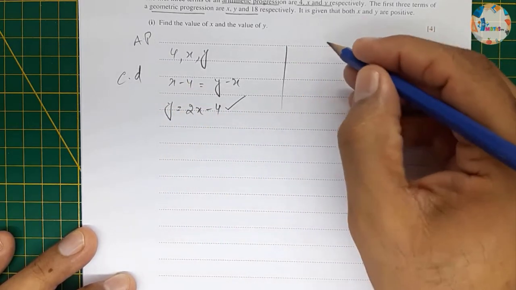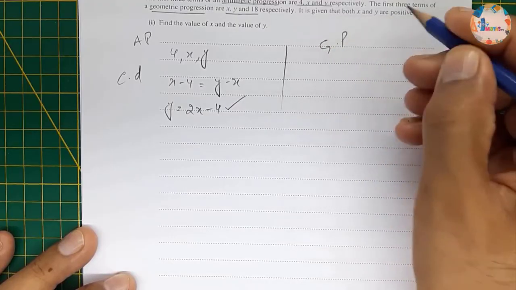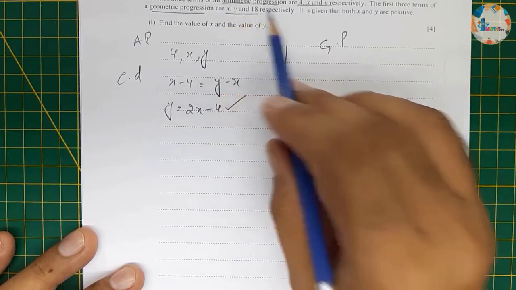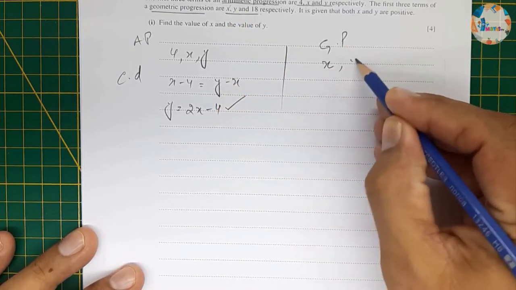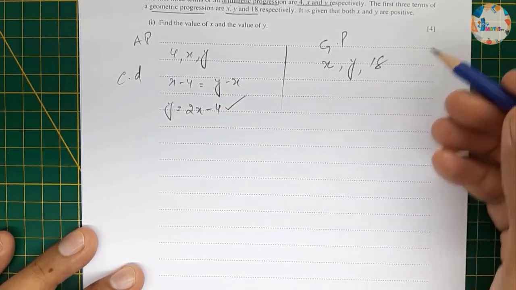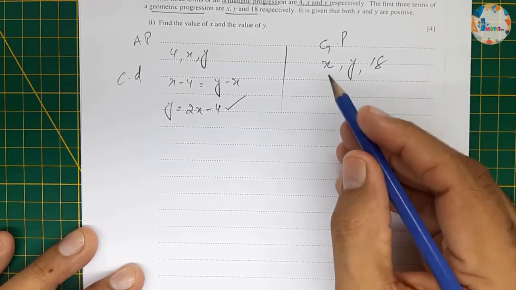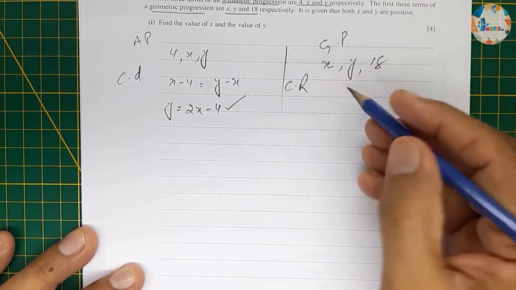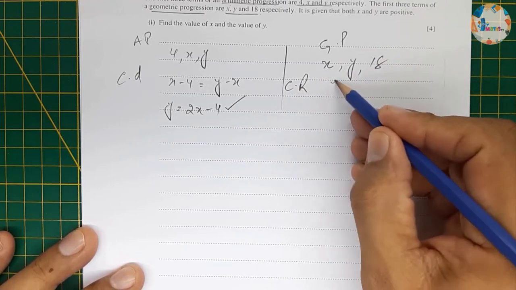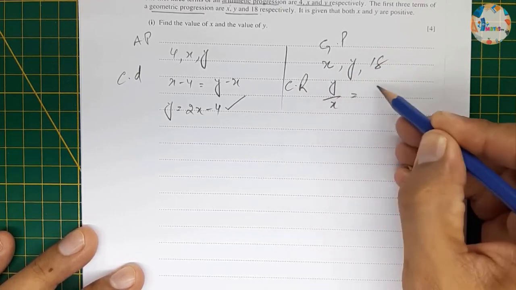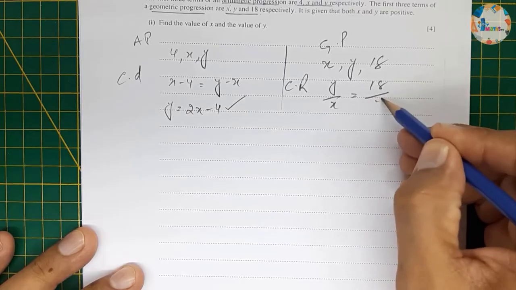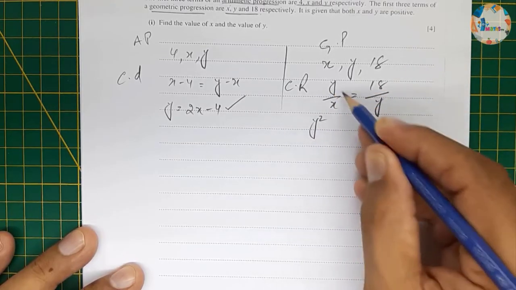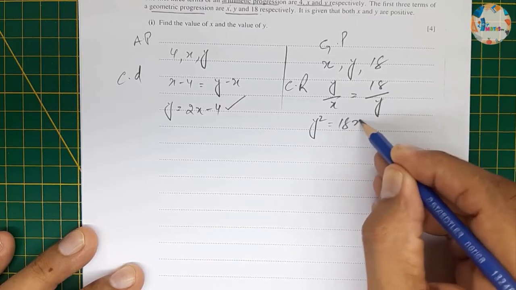Now from the GP side, we can write the terms which they have provided: x, y and 18. So our terms will be x, y and 18. Now we know in case of GP, the common ratio is the same. So the common ratio will be y divided by x is equal to 18 divided by y. Now after cross multiplication, we will get y squared is equal to 18x.